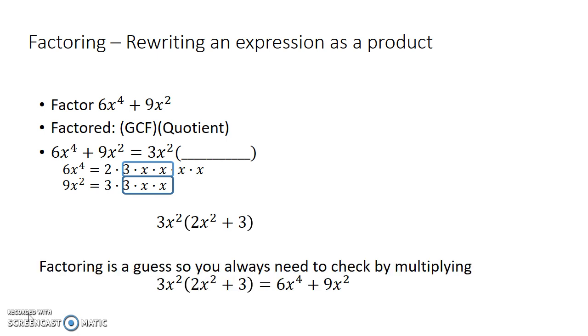One of the things that you have to remember is that factoring is a guess. You always are guessing. The better you get at it, the better your guess is. But in the end, it's always a guess. So you always need to check by multiplying. And remember, we multiply by using the distributive property. So in this case, 3x squared times 2x squared, there's our 6x to the fourth. And 3x squared times 3, there's the 9x squared. Make sure you always check your work.